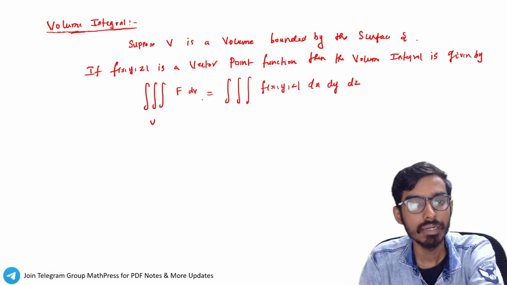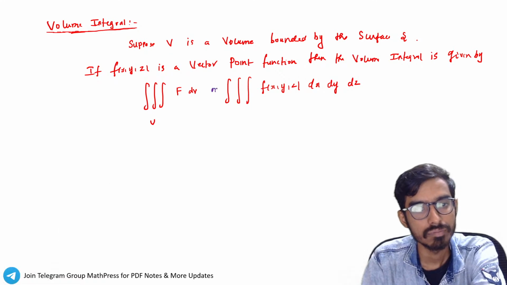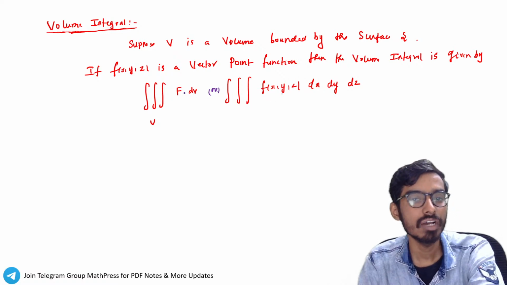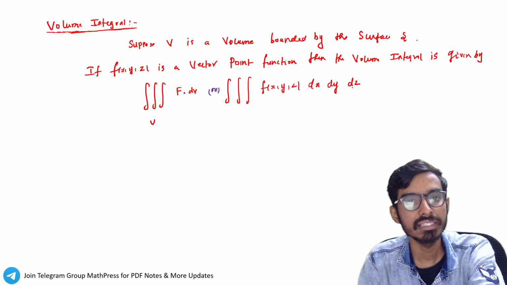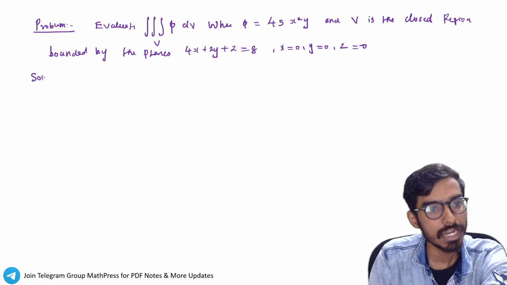See, here we have written this is the same as, it can also be written as the triple integral over V of F dot dV, dot product, or it can also be written as a function of x, y, z into dx dy dz, right? So they have given a function of x, y, z, and now we need to do this directly, right?